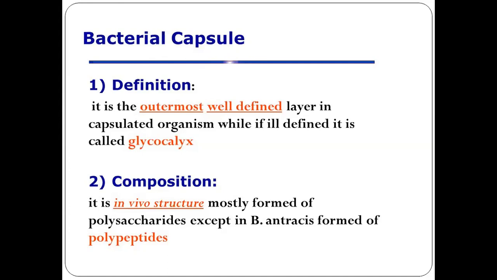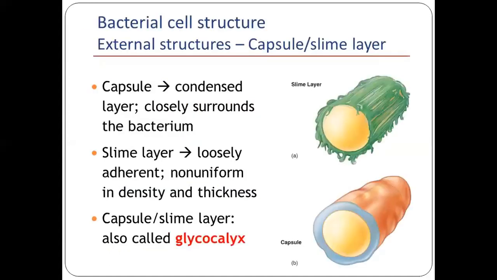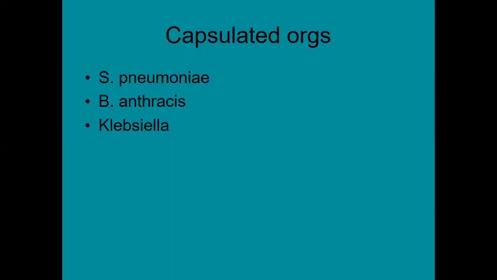When it is well defined, thick and uniform, it is a capsulated organism. When it is ill defined, it is called the glycocalyx. So when it is thick, it is a capsule. When it is disturbed, it is a slime layer. The slime layer is also called the glycocalyx. Again, important capsulated organisms are Streptococcus pneumoniae, Bacillus anthracis, and Klebsiella.